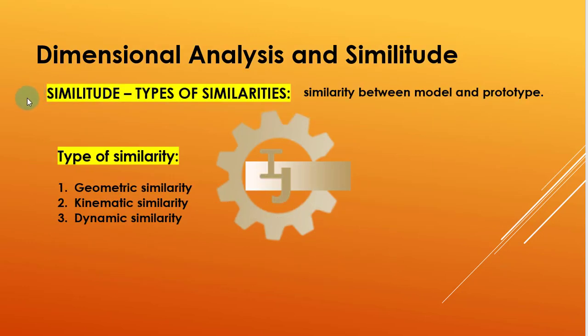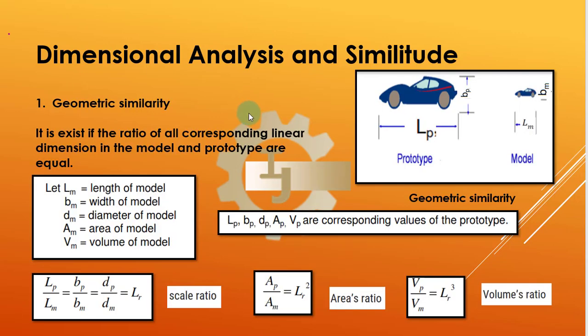Now, what is similitude? Similitude means a type of similarity, that is, similarity between a model and its prototype. There are basically three types of similarity. One is geometric similarity, another is kinematic similarity, and the last is dynamic similarity. We will learn about all these similarities. So let's learn about geometric similarity.